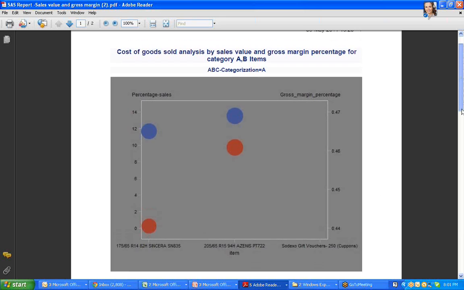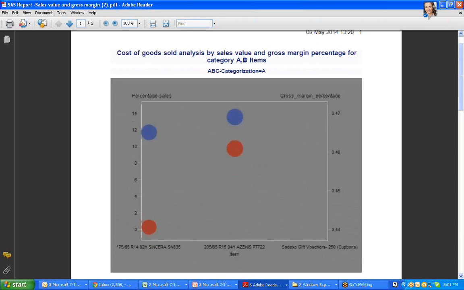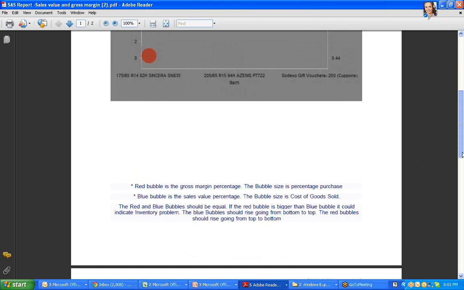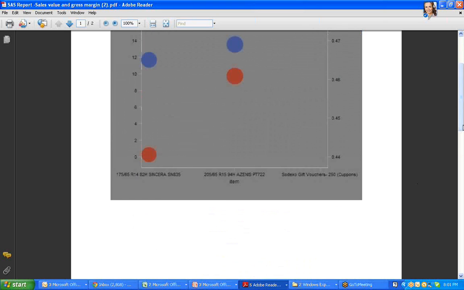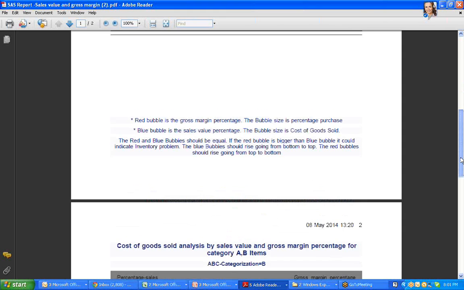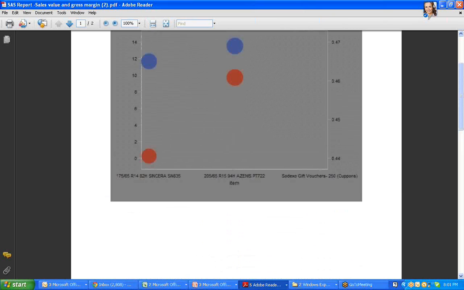Now this time what we have done is we have drilled down for category A. So the category A was this thing. Here on the y-axis you have percentage sales. Here you have the gross margin percentage. Now your blue bubble is actually the sales value percentage. That means here you take the blue bubble and you look at the sales percentage. And the red bubble is actually the gross margin percentage, so you have it on the right side. This is the gross margin percentage.